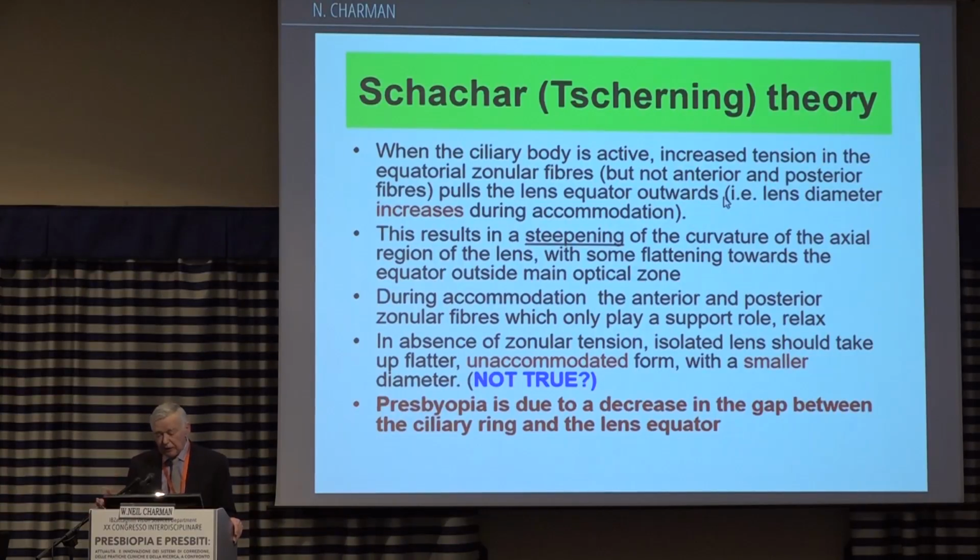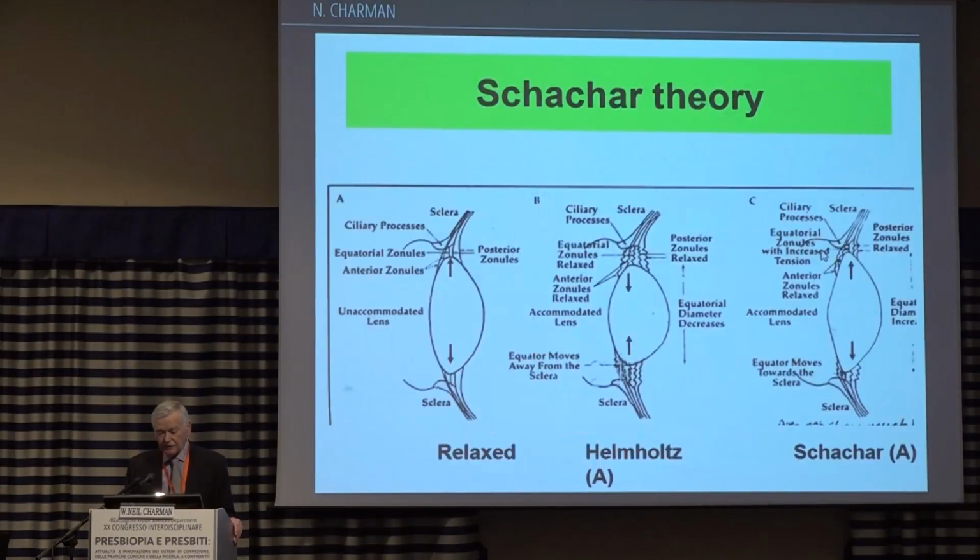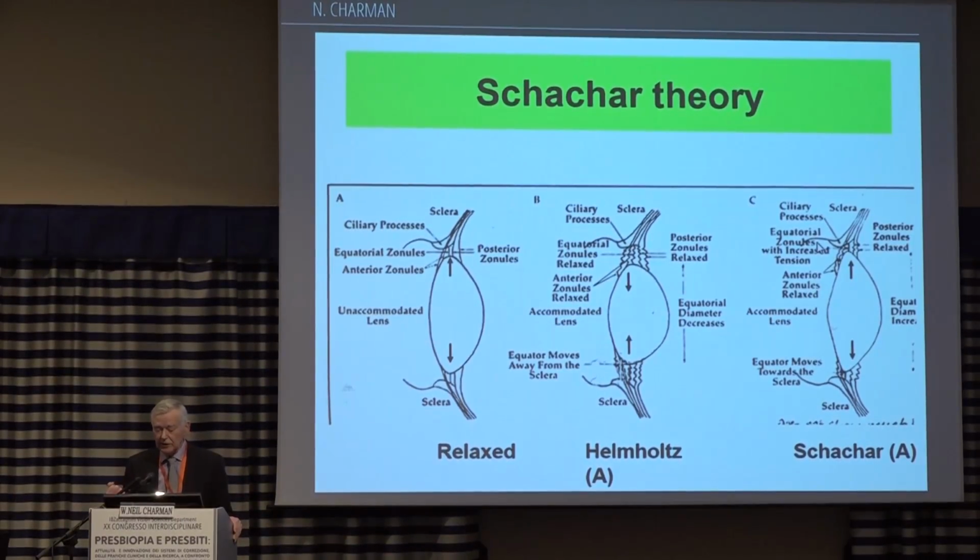But he did emphasize, and this has affected some surgical techniques, the importance of the gap between the ciliary ring and the lens equator. So let's just have a quick look at that. On the left, you've got the relaxed lens. Helmholtz says if the ciliary muscle exerts its force, the tension in the zonule decreases, and the periphery of the lens moves inwards. The lens gets smaller in diameter.